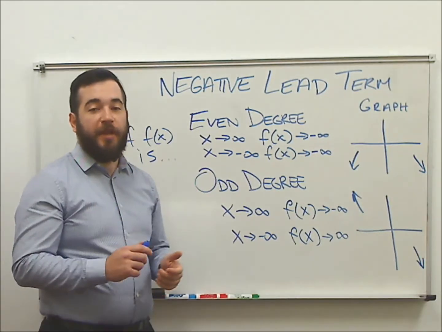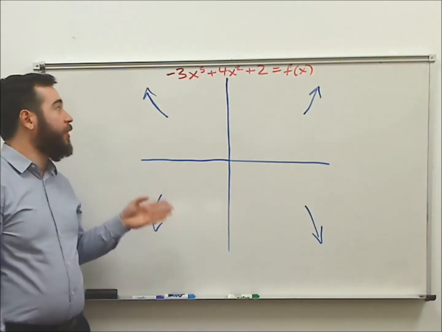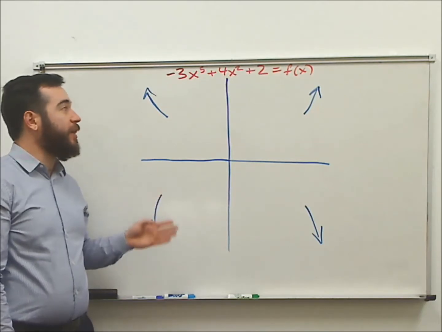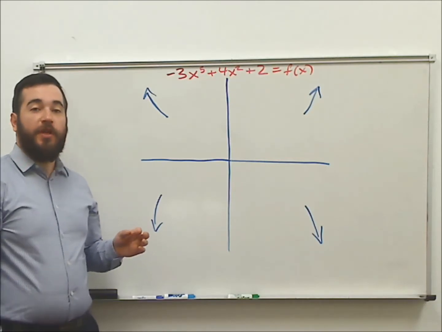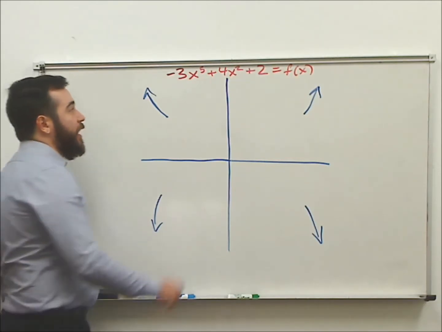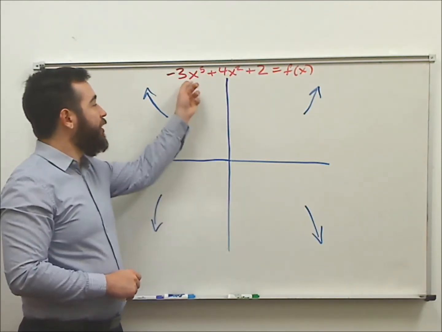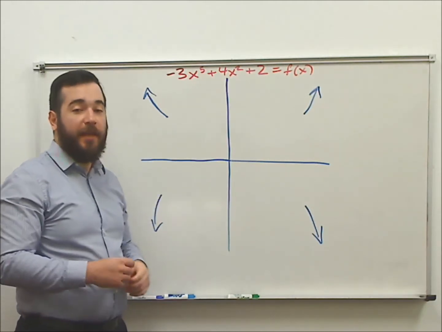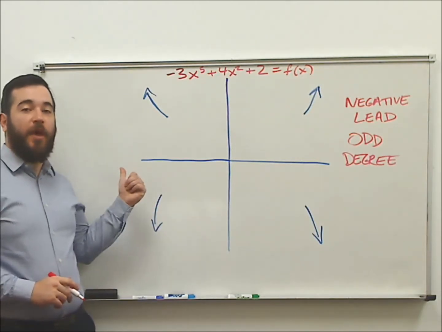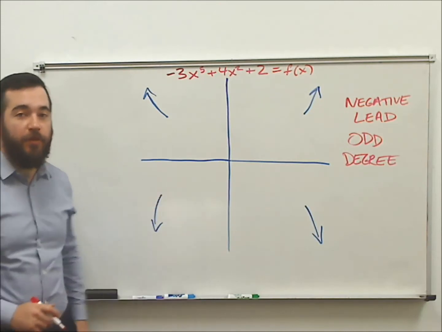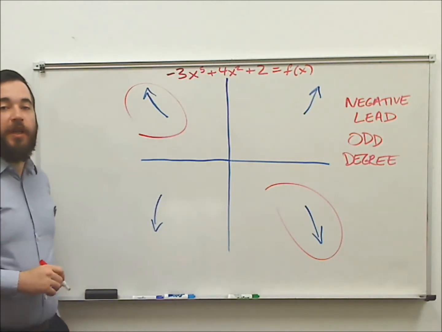Now let's show just a couple examples using actual polynomials. All right, so let's determine the end behavior of this polynomial. We've got negative 3x to the fifth plus 4x squared plus 2. That's our f of x. Now let's determine what degree and what the lead term is. The degree, the highest exponent of x for this, is 5. Now the lead term, the coefficient associated with that power of x, is negative 3. All right, so negative lead term, odd degree. That means that our graph goes up as we move to the left and down as we move to the right. So this would be our appropriate end behavior.